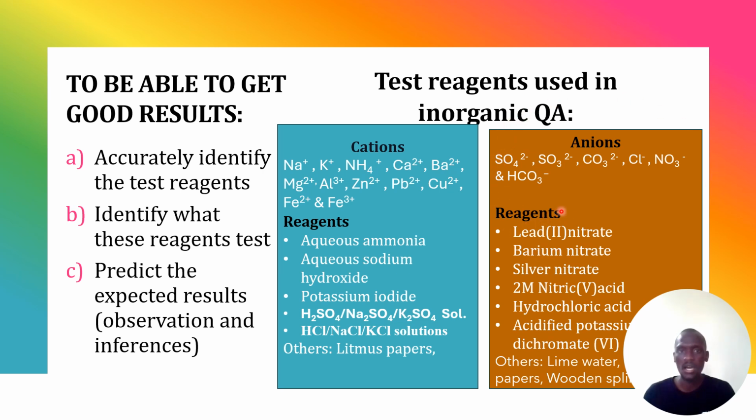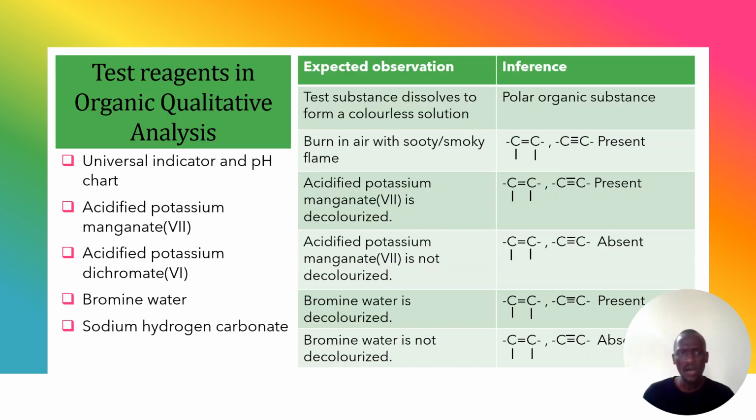So the reagents include lead(II) nitrate, barium nitrate, silver nitrate, 2 molar nitric(V) acid, hydrochloric acid, and acidified potassium dichromate. The first three are commonly used in the preliminary test for ions, while the last ones are commonly used in the confirmatory test. That depends on the test substance and also the procedure or steps that the students are to follow. Our next topic is the test reagents in organic qualitative analysis, and the test reagents that are commonly used include universal indicator and pH chart.